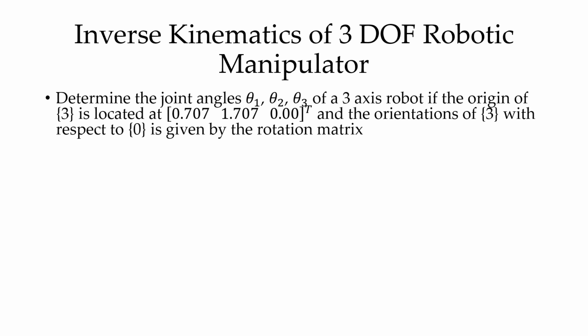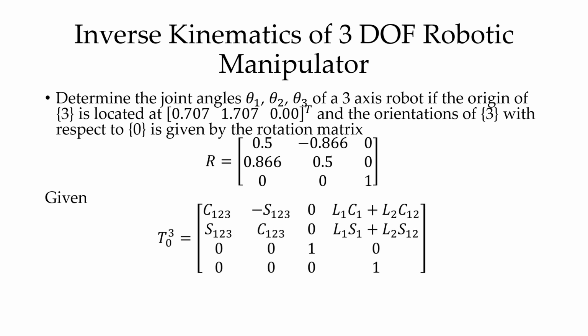So the problem is that we have to determine the joint angles theta 1, theta 2 and theta 3 of a 3-axis robot if the origin of coordinate frame 3 is located at the point 0.707, 1.707 and 0, and the orientation of the third coordinate frame with respect to the first base coordinate frame is given by the rotation matrix, and also the arm equation which relates the third coordinate frame to the base coordinate frame is given.